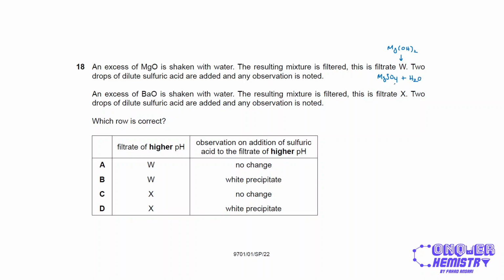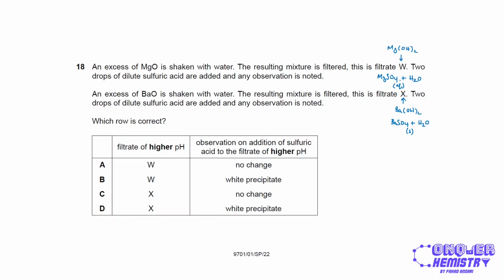And we know that MgSO4 is a soluble salt, so there will be no visible observation as such, right? The same thing is done with the barium oxide. The barium oxide forms barium hydroxide when it reacts with water. And when it is reacted with sulfuric acid, it's going to give us barium sulfate and water. And we know that barium sulfate is not very soluble. It is going to be a white precipitate, right?